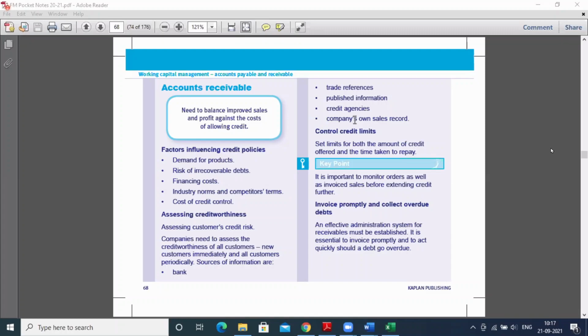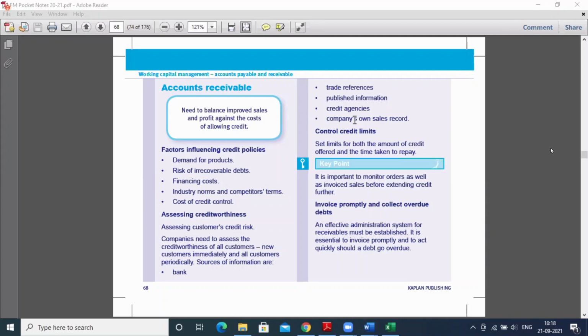Now there is a need to balance the improved sales and profit against the cost of allowing the credit. So it means that a balance should be achieved. It means that both liquidity and profitability balance should be achieved. And generally, the factors that influence the credit policies, so on what basis will the credit policies generally be designed? Demand for the product, then risk of irrevocable debts, financing cost. Now here financing cost means generally if you want any fund to meet the day-to-day operations, at what cost you can procure it, or simply at what cost you can raise your short-term borrowings.